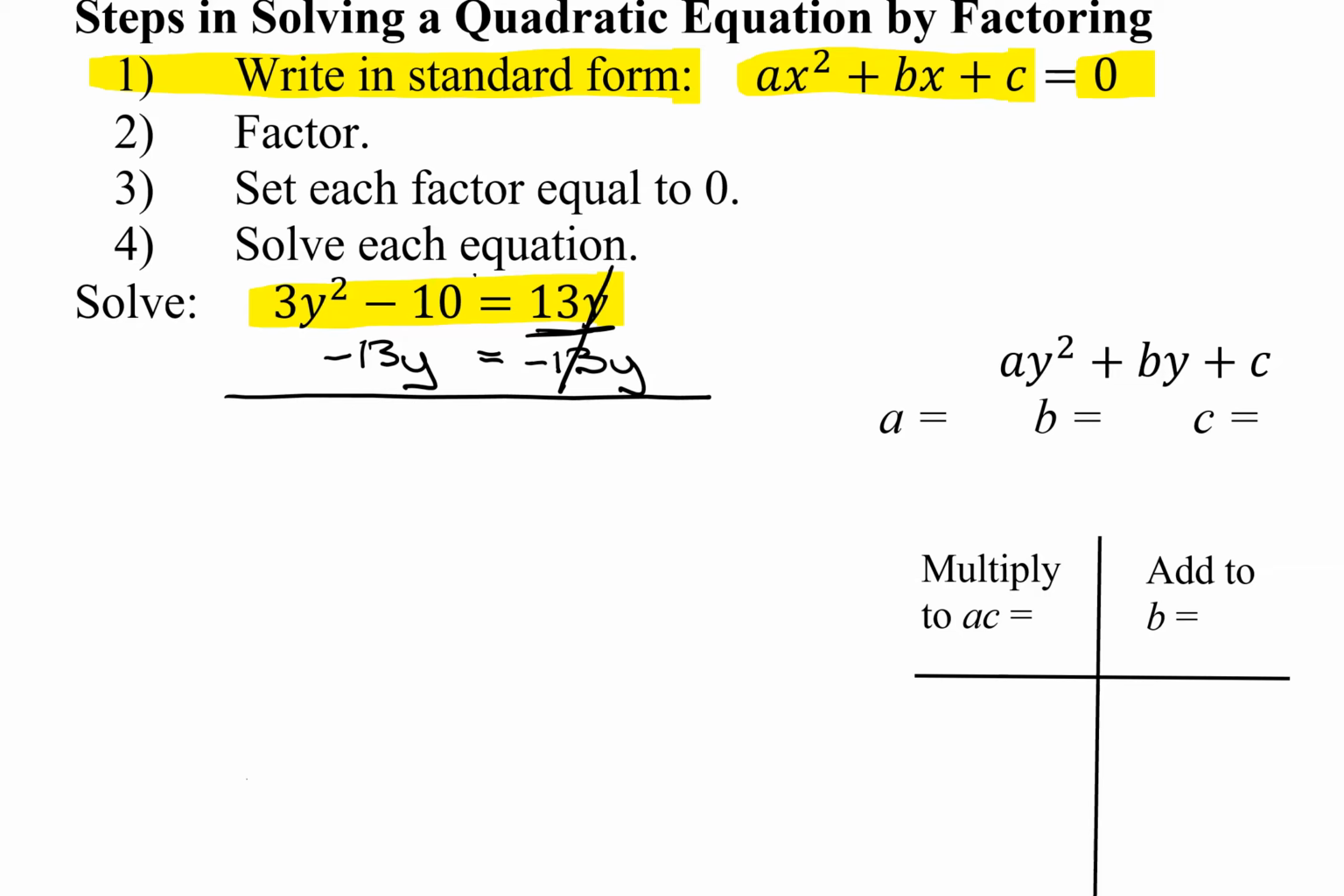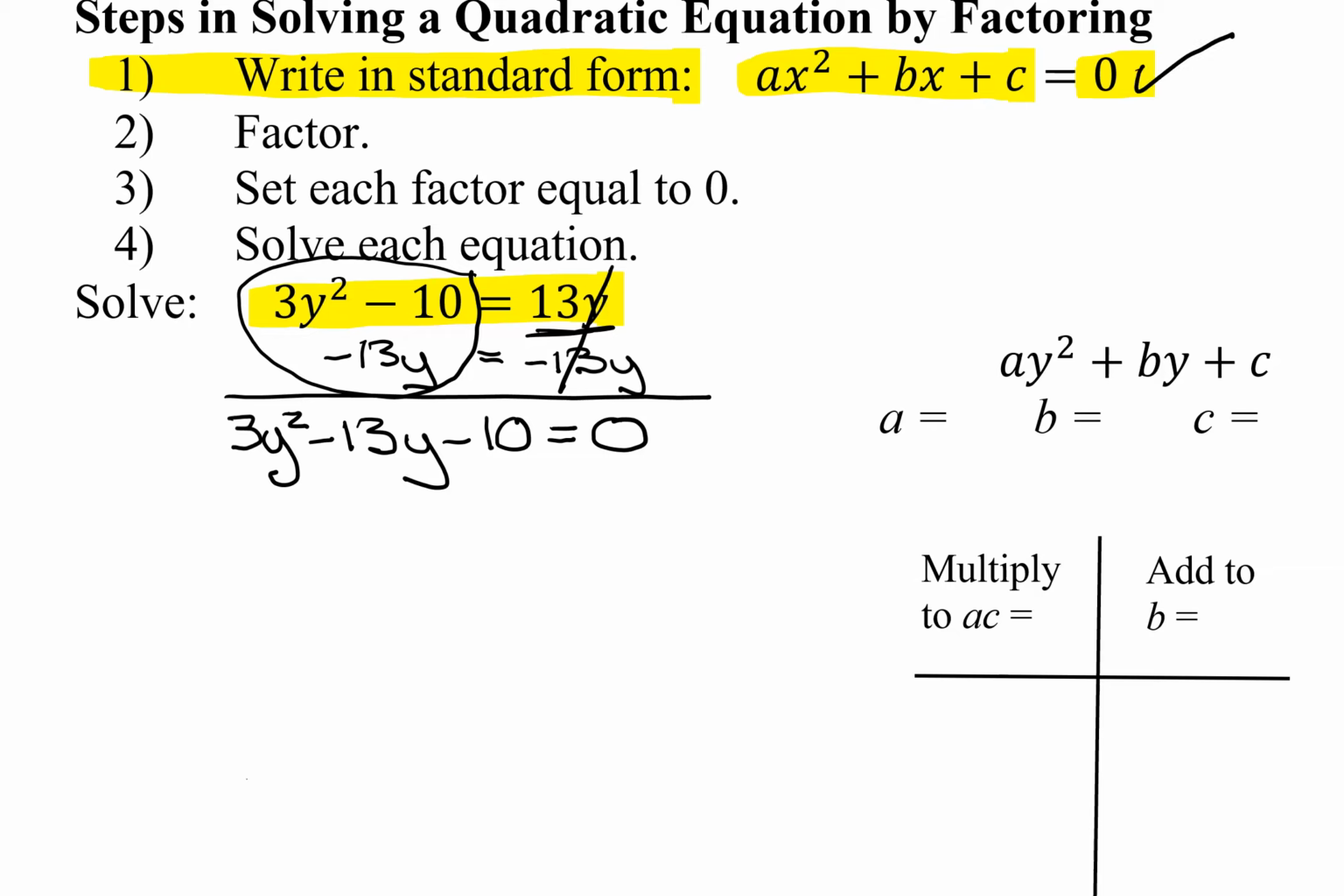And now if I look at the terms on the left-hand side, I have 3 terms. They're all unlike, so I can't combine them, and I want to write them in descending order. So I'm going to write 3y squared minus 13y minus 10 equals 0. So now I have step 1 done. I have it written in standard form.